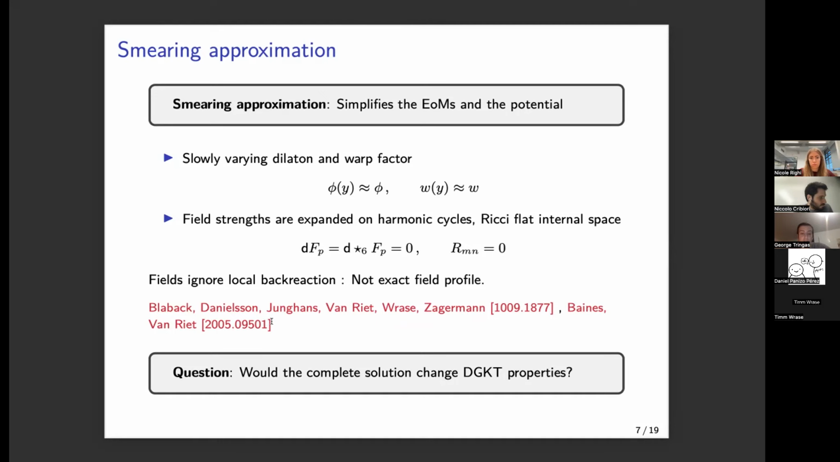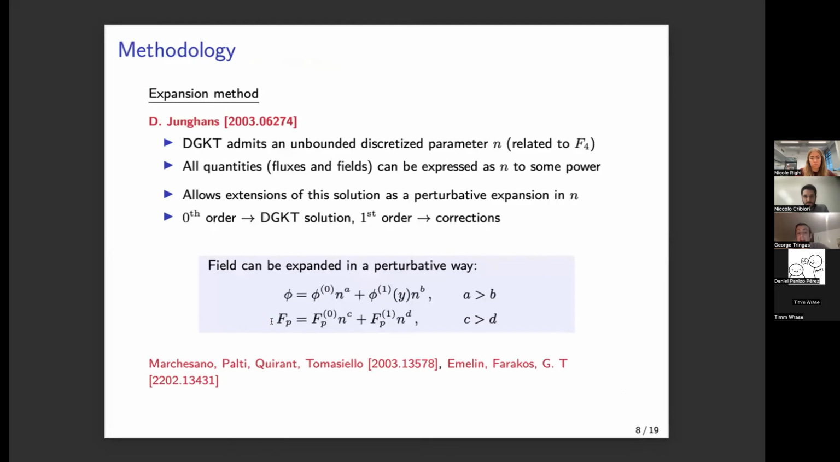Actually, we don't have the complete solution for DGKT. That's why we perform the approximation, because we cannot solve the exact system. However, we do have a method where we can approach, let's say, the exact solution, or unsmear, like go beyond smearing. And this method was proposed by Daniel Junghans a few years ago.